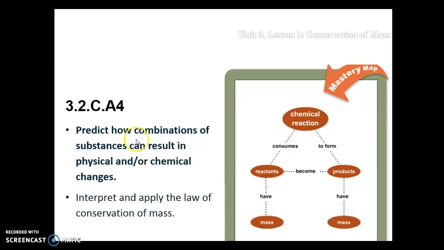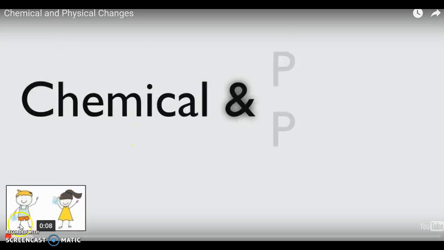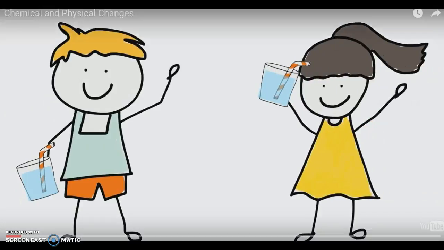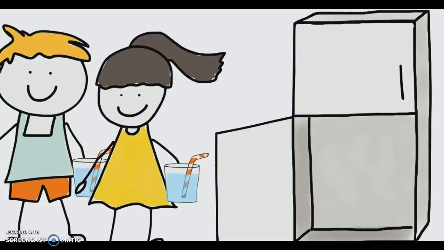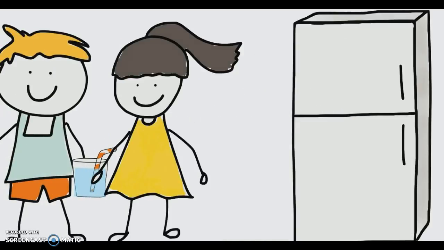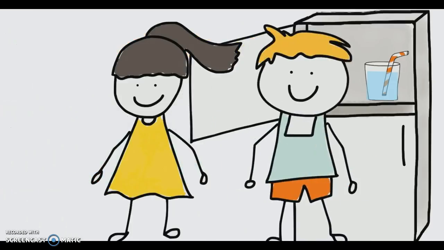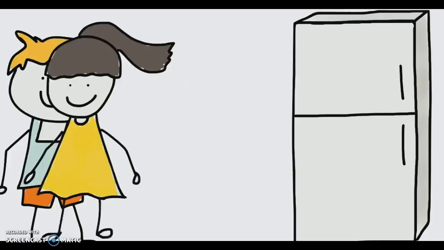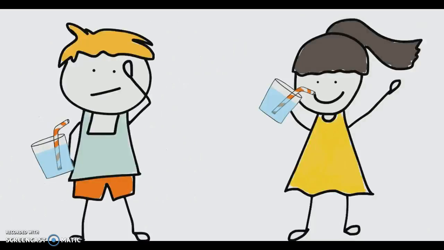Today we're going to focus on predicting how combinations of substances can result in physical and/or chemical changes. Chemical and physical changes. Say hello to Mark and Molly. Each are enjoying a glass of water. Deciding to save some for later, Molly puts her glass in the refrigerator, and Mark decides to put his in the freezer. A short time later, they go to get their drinks. Molly enjoys her cold liquid water, but something has happened to Mark's water.